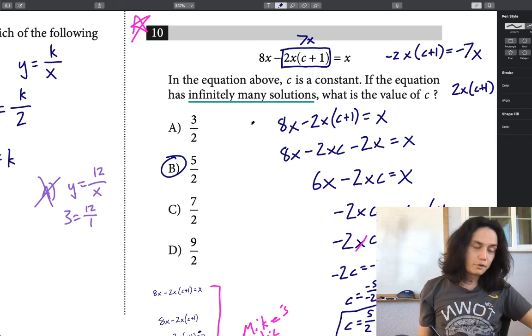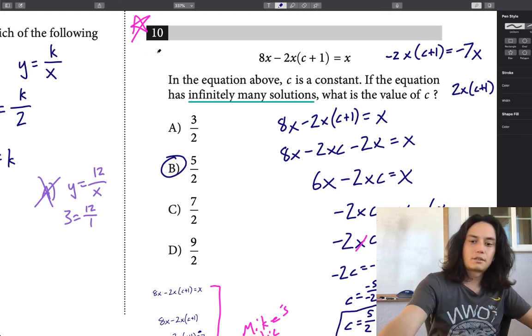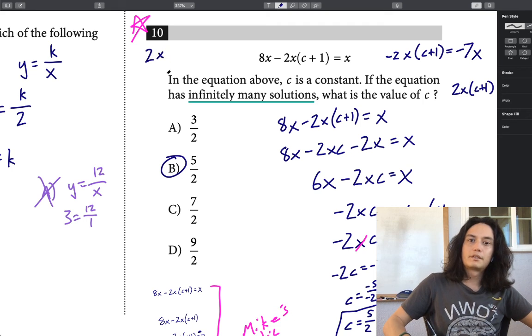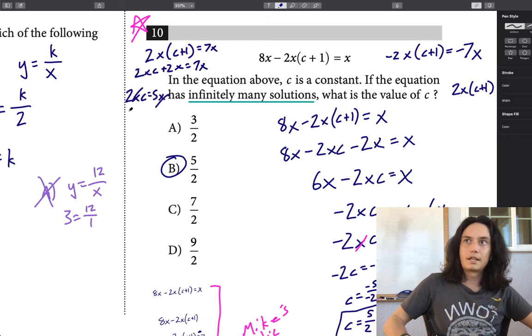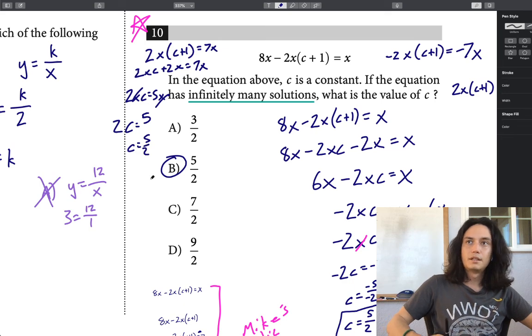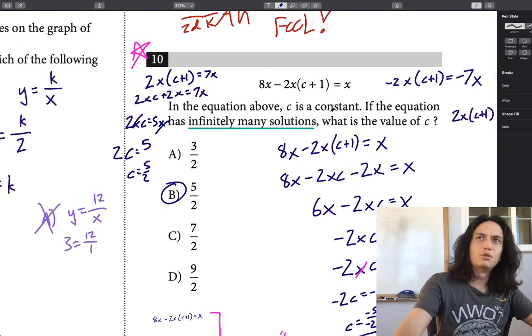It's great. And from there, we should be able to do this. I should be able to say, 2x times c plus 1 equals 7x. We're going to go 2xc plus 2x equals 7x. We're going to subtract 2x from both sides. So it's going to be 2xc equals 5x, and then the x's cancel, 2c equals 5, c equals 5 over 2. We get the right answer. So from the get-go, I sort of overly big-brained it.